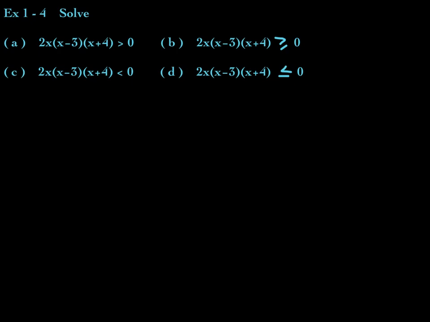Now, please notice that these polynomial inequalities are all identical. The only thing that changes is the inequality symbol. The first thing I want you to notice is that whenever they say greater than 0, they're asking you for above the x-axis. Same thing here, above the x-axis, because greater than 0 or greater than or equal to 0 means positive. Less than 0, less than or equal to 0, that means negative values. That means you're looking for when the graph is below the x-axis.